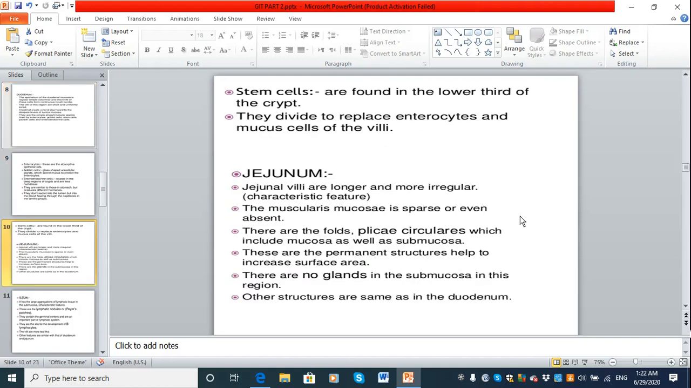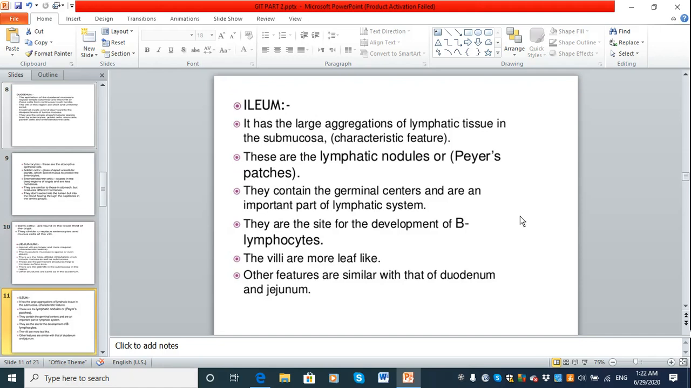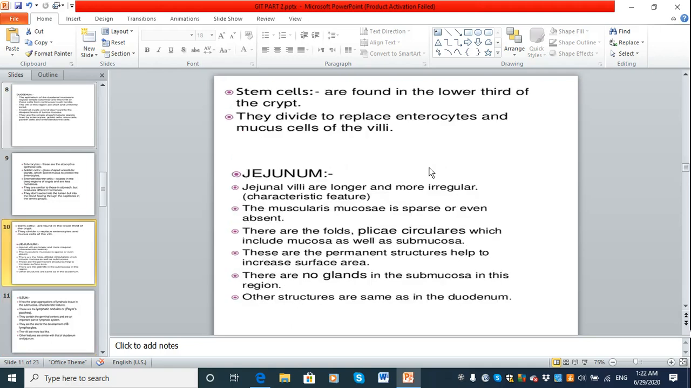When you go to the jejunum, you will see the first layer between the round plicae is like characteristics. If I ask for characteristics of the jejunum, it's good to tell me that the villi are longer and more irregular. While for the ileum, you will see a large aggregation of lymphatic tissue in the submucosa. This gives you an idea how to recognize the duodenum, jejunum, and ileum. So focus on these three sides.